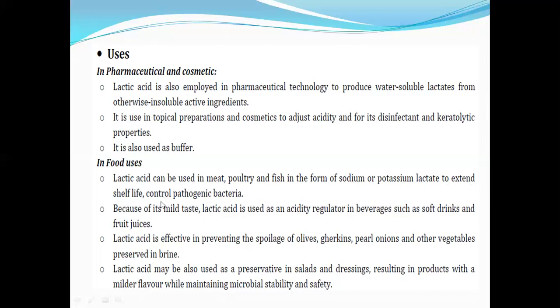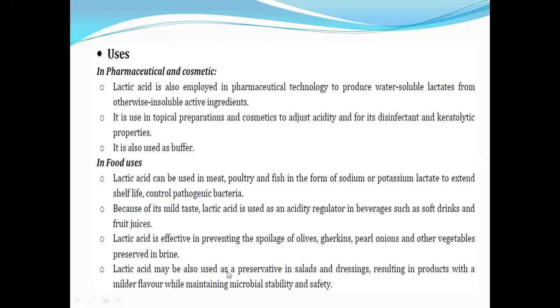to extend the shelf life of meat, poultry or fishery products and to control pathogenic bacteria. So in order to preserve these meat, poultry and fish products, we use the potassium and sodium salts of lactic acid. Now, because of its mild taste, lactic acid is used as an acidity regulator in beverages, such as soft drinks and fruit juices. It is also effective in preventing the spoilage of olives, pearl onions and other vegetables, for the preservation of these products.